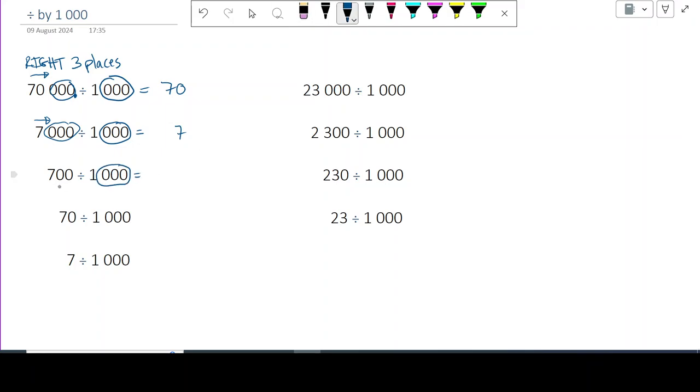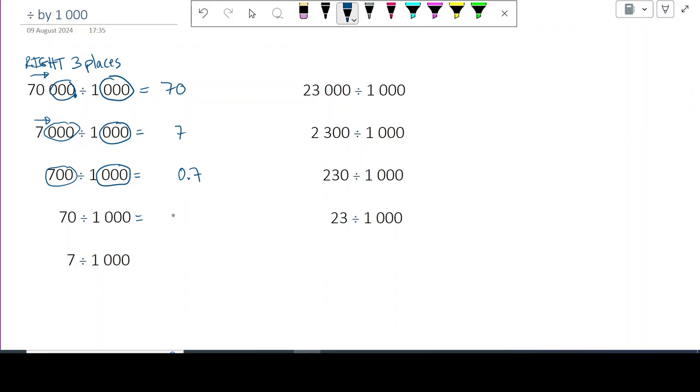3 zeros, 3 places, there's 3 digits. They'll all have moved to the right of the decimal place, so that would be 0.700. And again, I could leave it that way. It's not wrong, but it's a bit tidier and quicker to read, perhaps, without them. And it doesn't change the number.